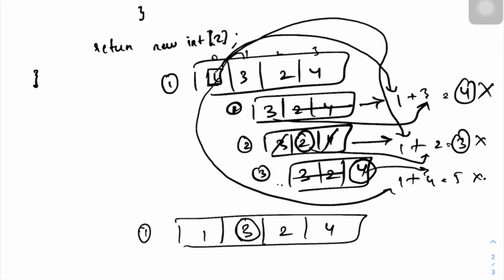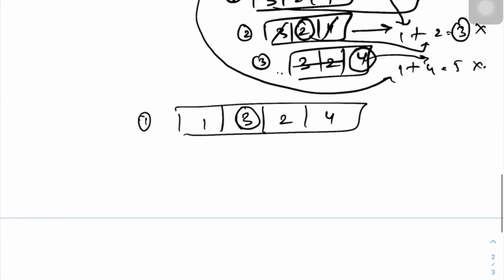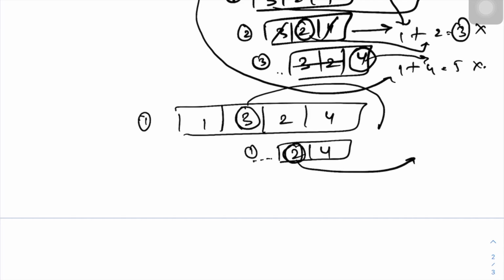Your 3 is fixed now, and in the second loop, in the first attempt, you fix this 2. So your 2 is from here and your 3 is from here. 3 plus 2, which is 5, which is not meeting your target.